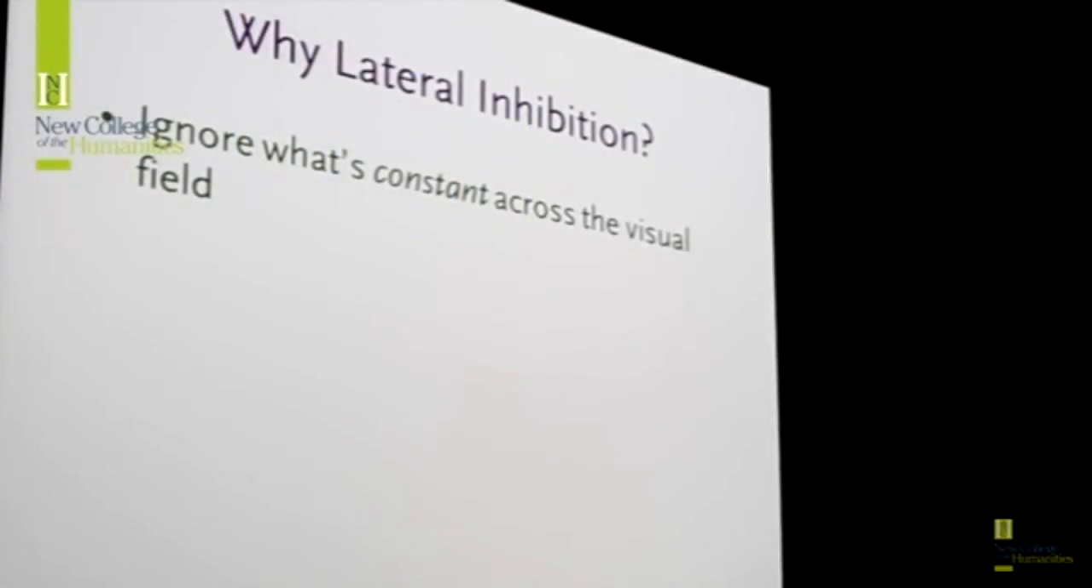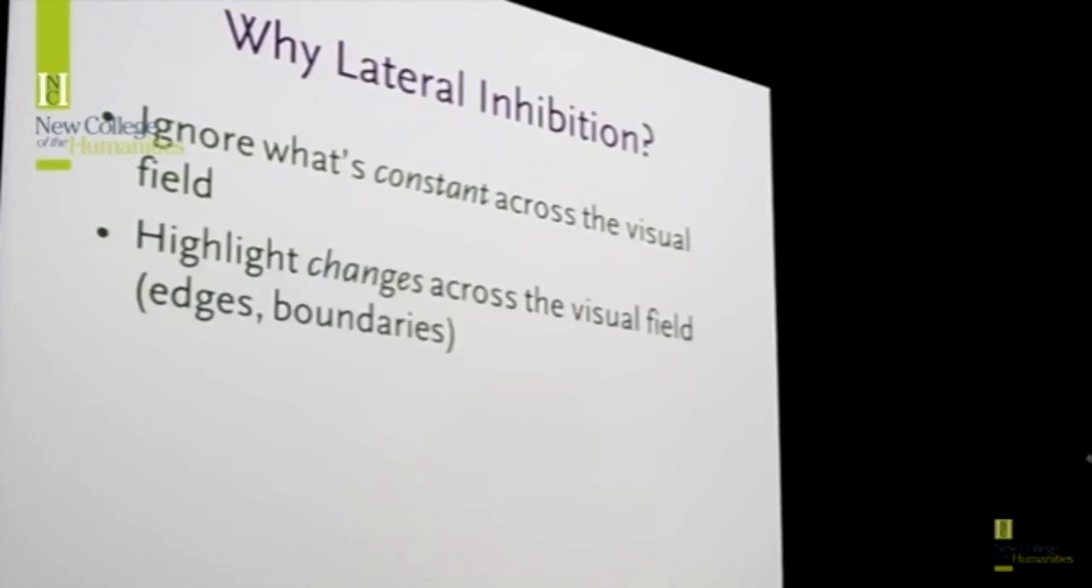Okay, so why do we have lateral inhibition? Why did natural selection wire up the eyes of most organisms this way? Well, basically, it's a way of ignoring what is constant across the visual field and paying attention to changes as you move across the visual field, which is another way of saying edges.